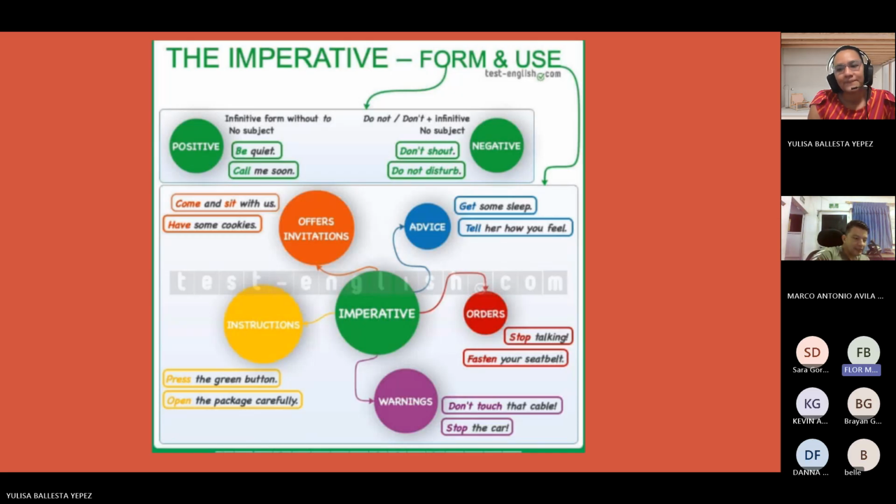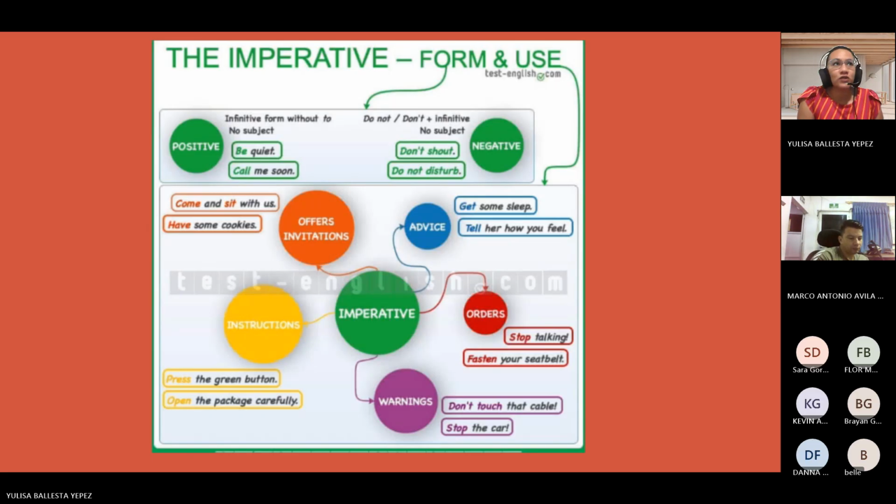Stop talking and fasten your seat belt. Okay, talking. Allí la L es muda. Okay, stop talking. Fasten your seatbelt es el cinturón de seguridad, colocárselo.